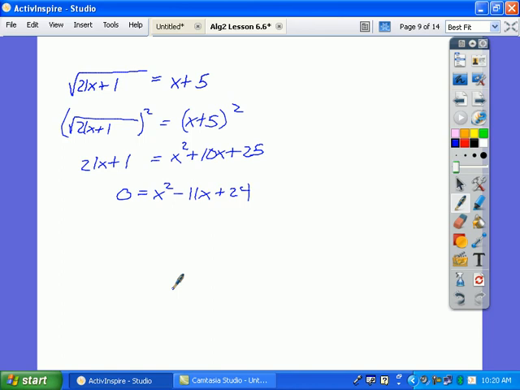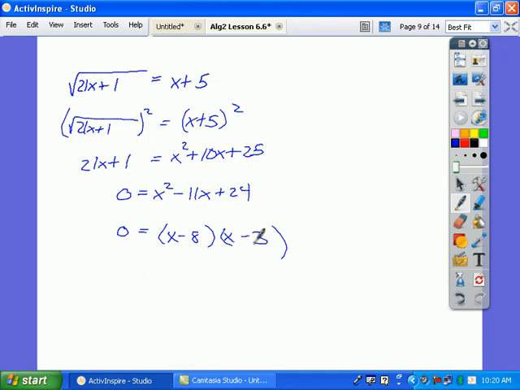And this, again, looks like it should factor. So if we factor this, I think x minus 8 and x minus 3 looks like it'll work for us. And so that means, and again, if this doesn't factor, that's fine. We can always use the quadratic formula. And so now x equals 8 and x equals 3.